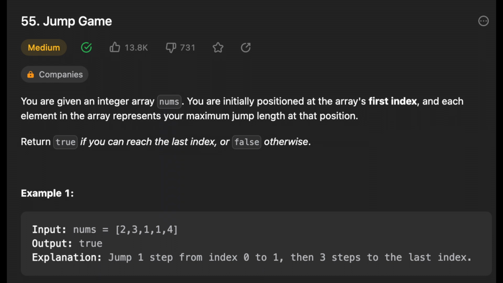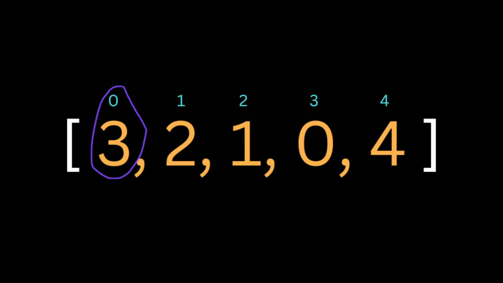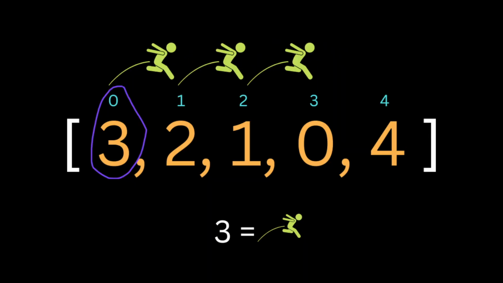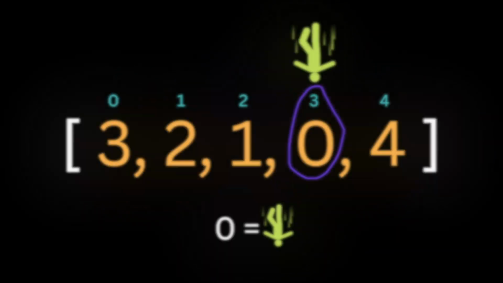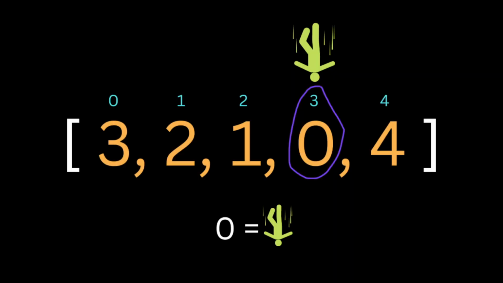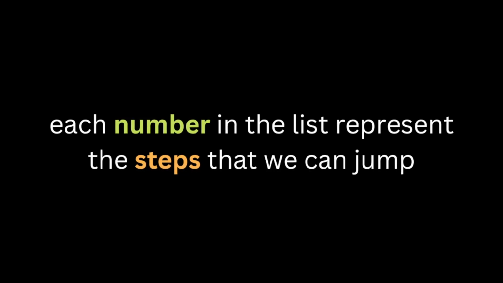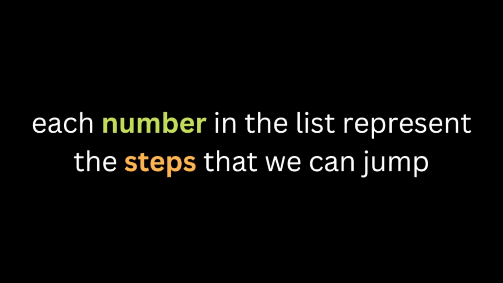The first information that we have is that we are starting at the first index of the input array. For example, in this list, we're starting at 3. The second information is that each element in the array represents your maximum jump length at that position. It means that the first value at the first index, which is 3, is going to be the maximum jump that we can reach. Another example, for 1, the max jump that we can take is 1 step, meaning the next position. So for 0, we cannot jump any step because it is 0 steps. So basically each number inside the list represents the steps that we can jump.